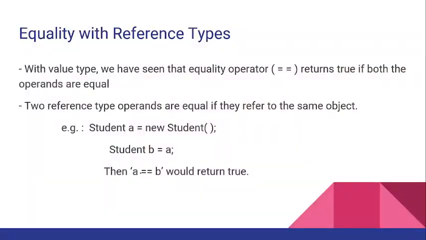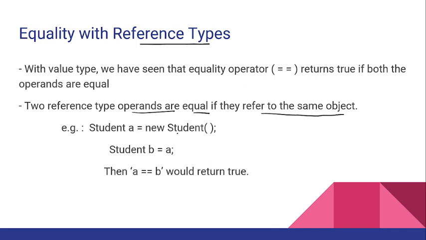Okay, so let us start with equality with reference types. Now we already had seen the equality operator, right? When it works with value type, it just returns true if both the operands are equal. But when we work with reference types, two reference operands are said to be equal if they refer to the same object, because what a reference stores is the reference to the object. So if two references are referring to the same object, then we would say they are equal.